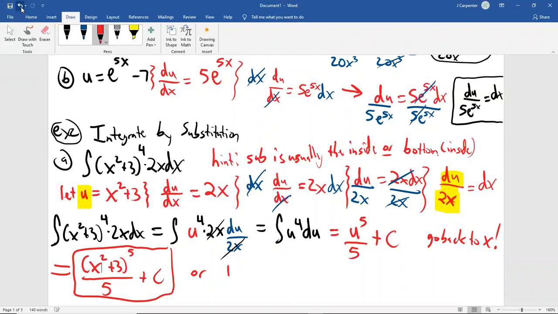Or if you like your fractions separated, 1/5 parentheses x squared plus 3 to the fifth, then your plus c. That would also be acceptable. I think the first version looks a little prettier, so that's how I usually do it. But there's nothing wrong with the second version, so you do you.